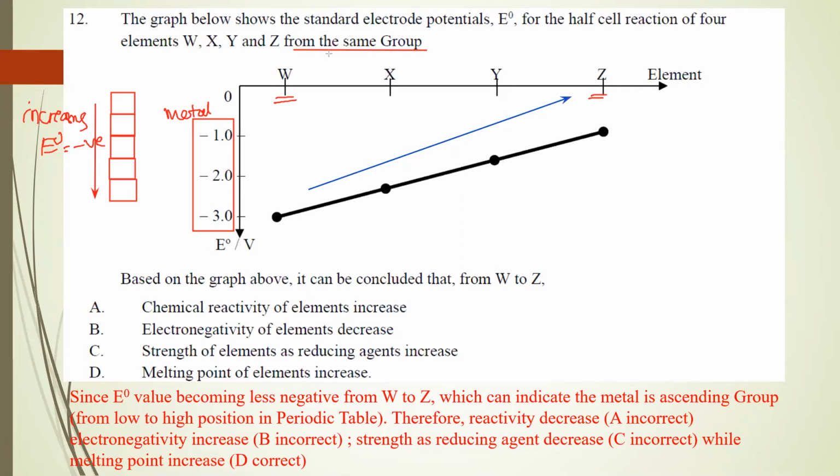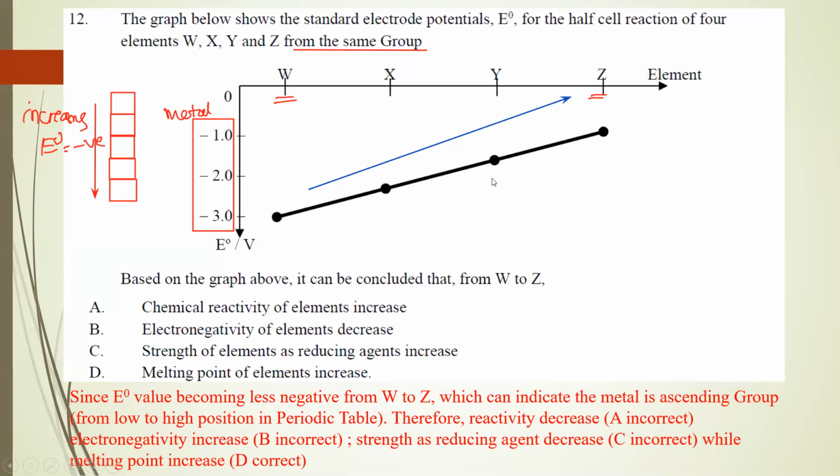Okay, so therefore, based on the graph, we can conclude that from W to Z, the chemical reactivity of the element increases. So A is wrong, it decreases, because the E naught value becomes less negative. B, electronegativity of the element decreases: going up the periodic table, electronegativity increases, because when going down the group, electronegativity decreases. When going up the group, electronegativity increases. Okay, so B is also wrong. C, strength of the element as reducing agent increases, which is also wrong. When you have less negative, it becomes a weaker reducing agent.